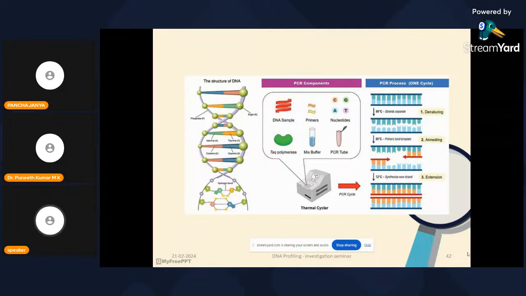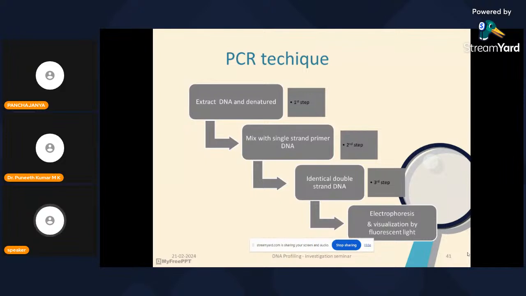This double strand DNA has been subjected to electrophoresis. In that, we visualize it in a fluorescent light, which gives a pattern. Based on the pattern, identification is done.